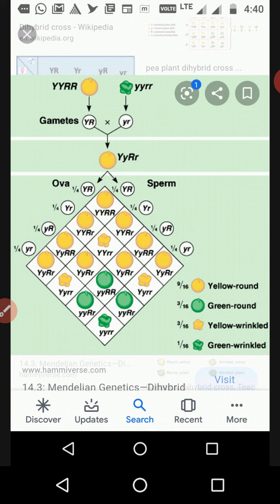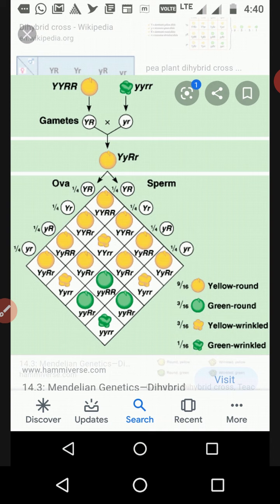Now you all have to see, and here also in female all four characters are there. One condition is capital R, capital Y. Another condition is capital Y, small r. Third condition is small y, capital R. Fourth condition is capital Y, small r. Clear? Now with these four characters there will be combinations.